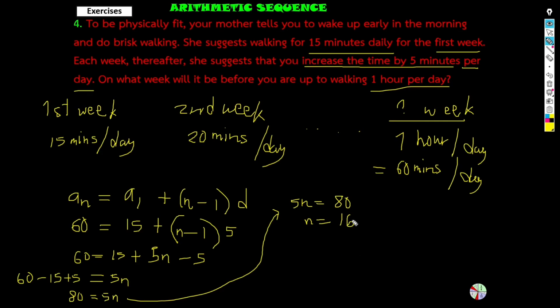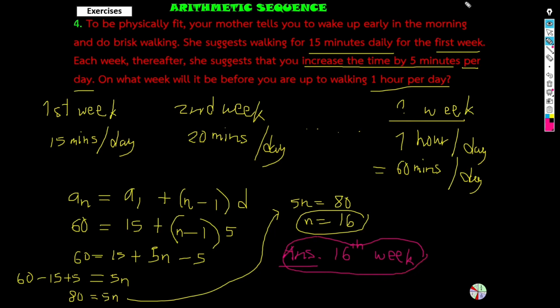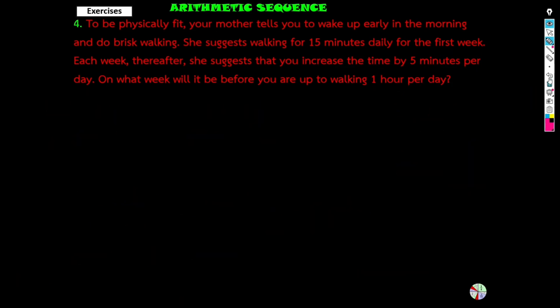So n is 16. Therefore, on what week? The answer is the 16th week. This is the answer, 16th week. It will be before you're up to walking 1 hour per day. Okay, that is number 4. Now let's go to number 5.